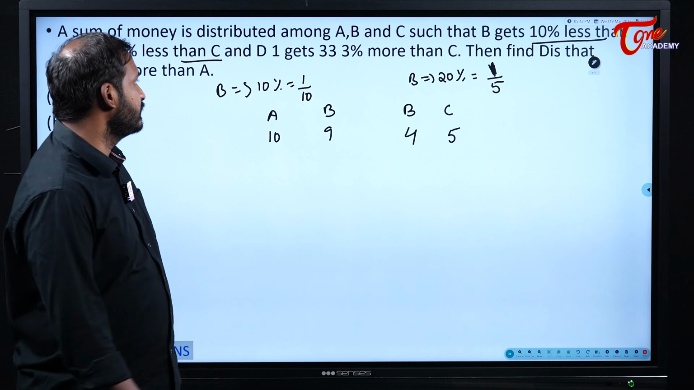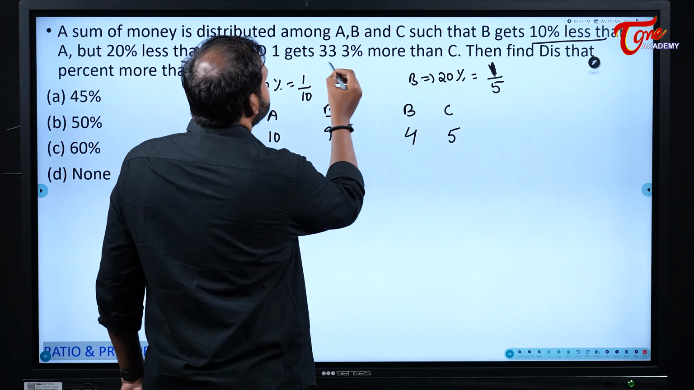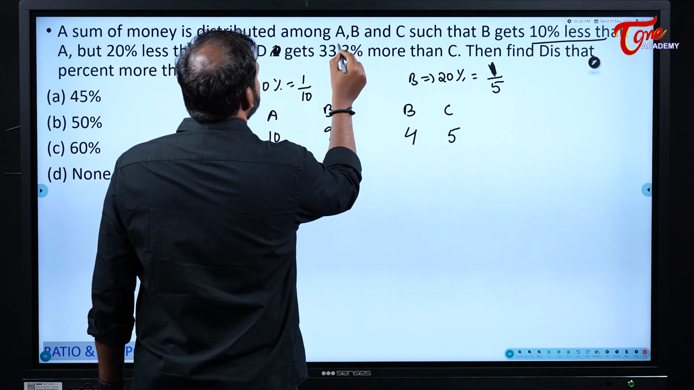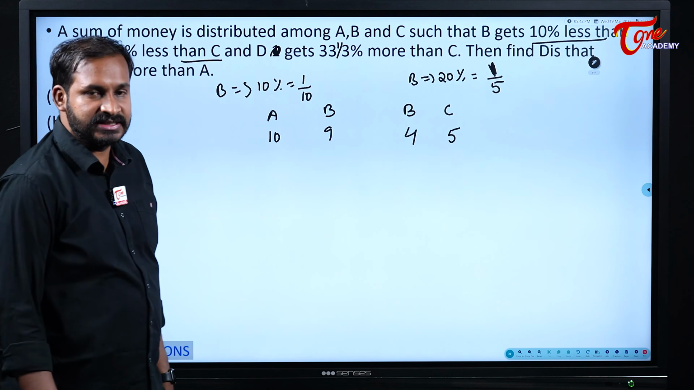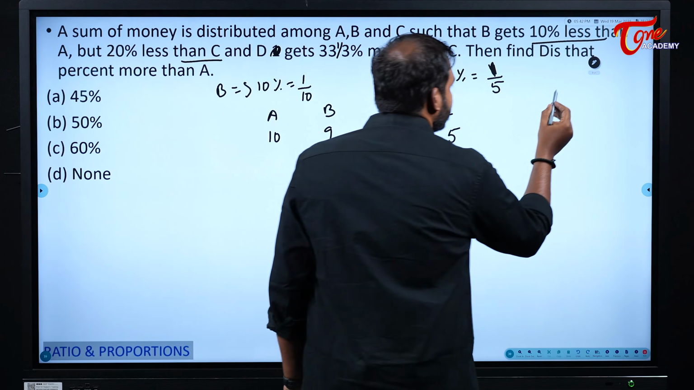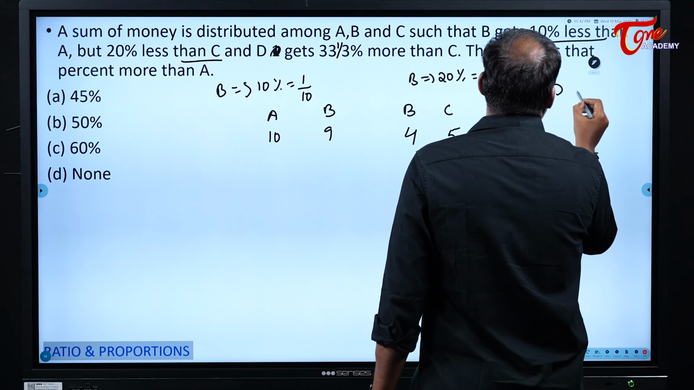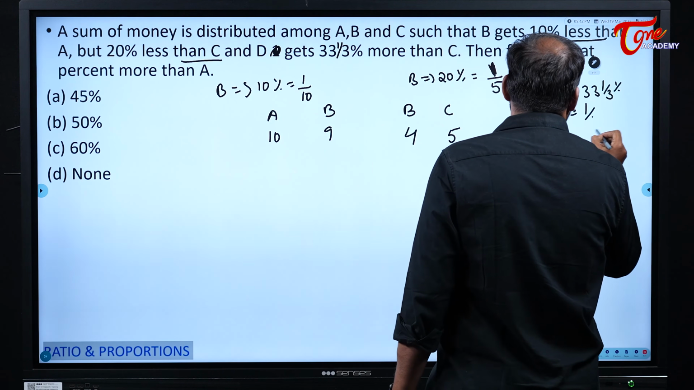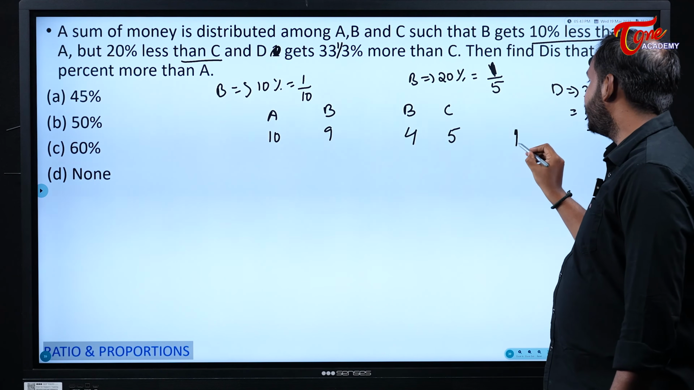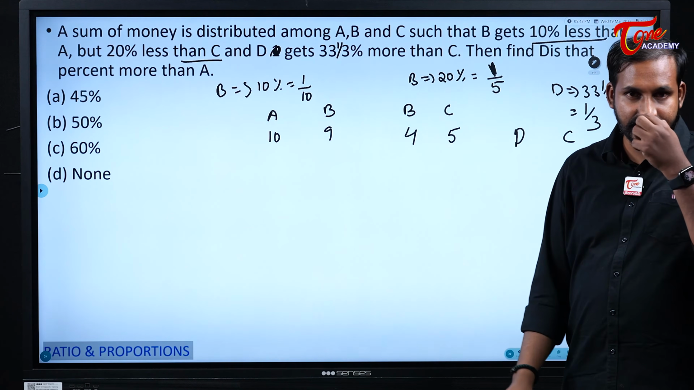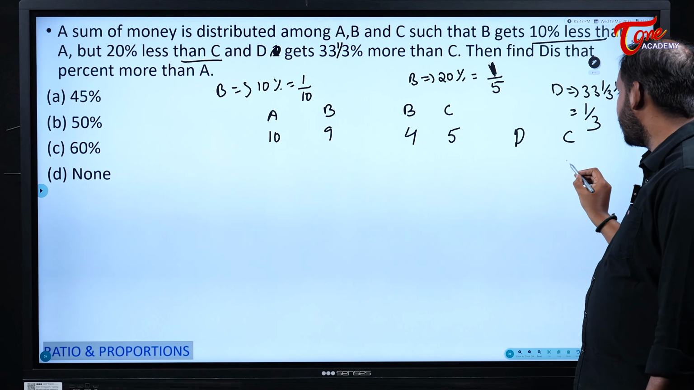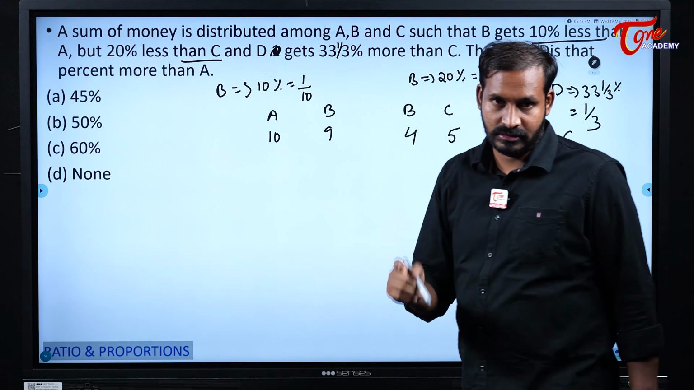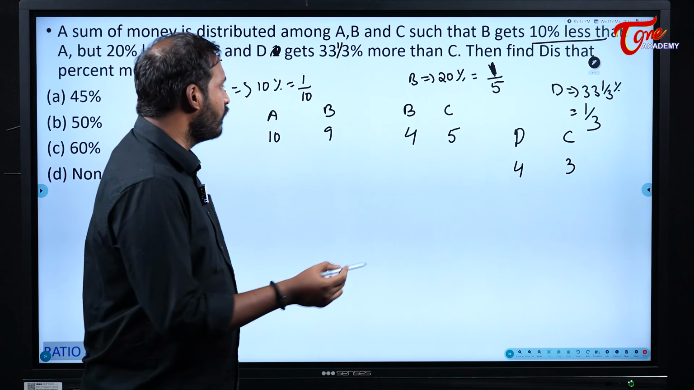Next, D gets 33 1 by 3% more than C. 33 1 by 3% is equal to what? 1 by 3. That means, what is the relation between D and C? If C is 3 parts, D will become how many parts? 4 parts. Why? Because it is more. So now we have all the 3 ratios.